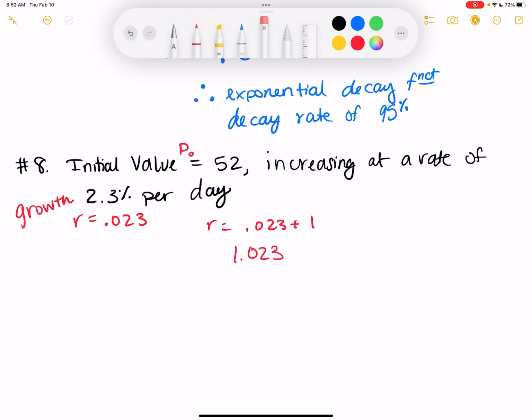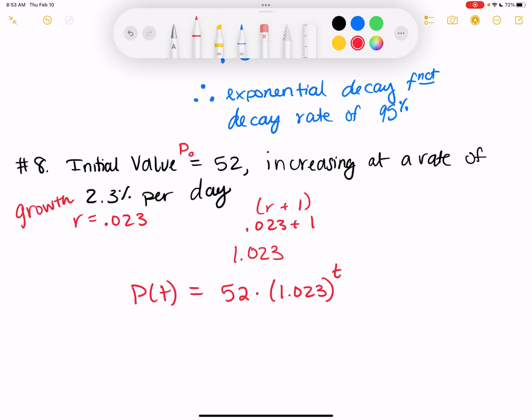This technically should not really say r equals, because this is technically r plus 1. So anyways, there we go. Now we just write down our formula. P of t is equal to the initial value, 52, times my 1 plus r, which is going to be 1.023 raised to the t. Cool.